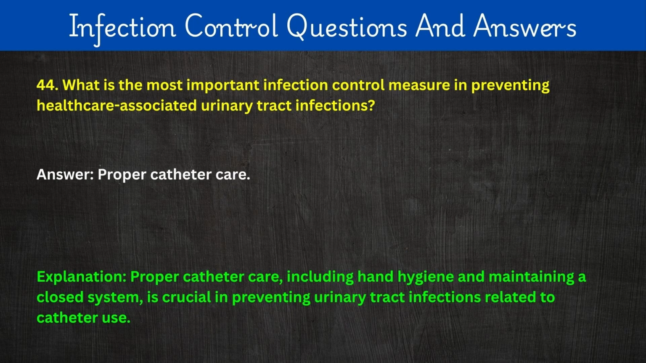44. What is the most important infection control measure in preventing healthcare-associated urinary tract infections? Answer: proper catheter care. Explanation: proper catheter care, including hand hygiene and maintaining a closed system, is crucial in preventing urinary tract infections related to catheter use.